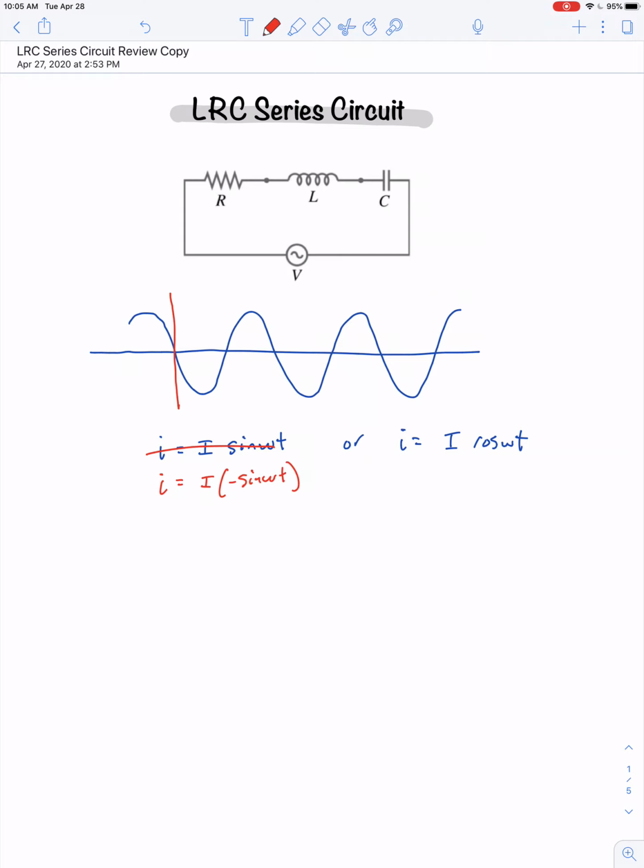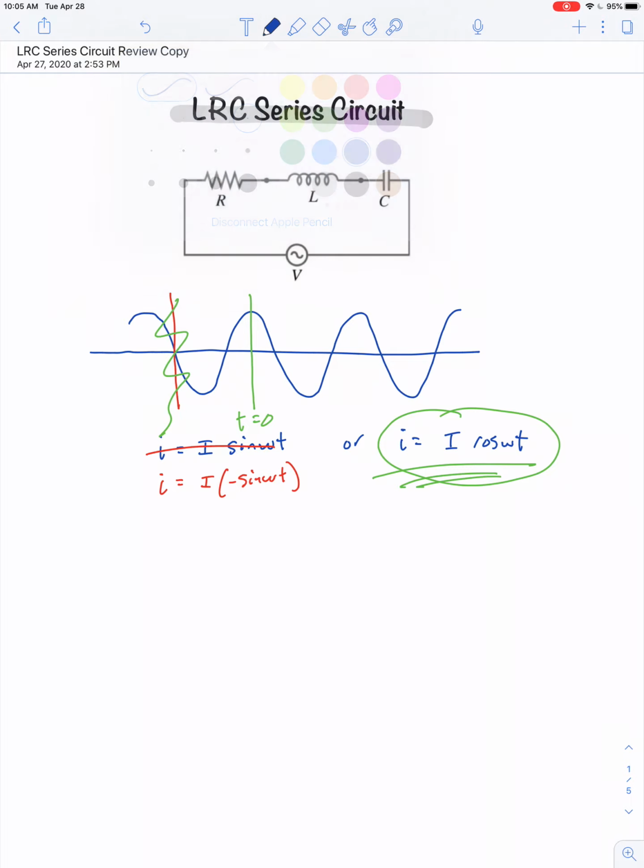Or, if we wanted, we could put the time equals 0, the y-axis, here, and then we would have this expression. So let's do that. Let's consider this to be time t equals 0. Okay. What other equations can we summarize here?